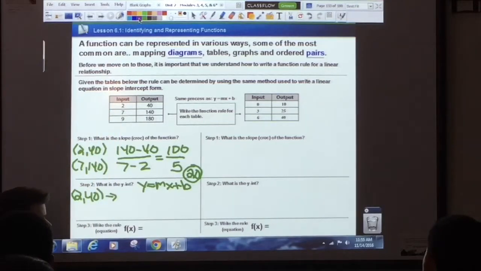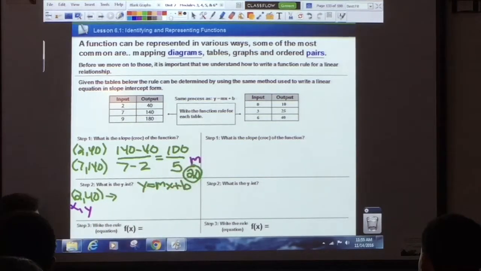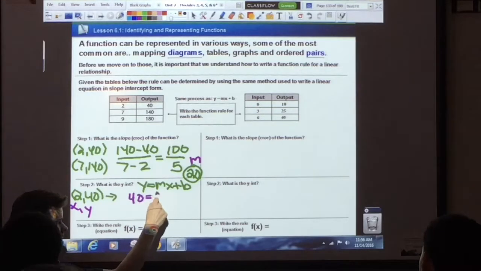Y equals... Well, which one of these is the y? The 2, the 40, or the 20? Remember, x, comma, y, and that's my m. So substitute in. Tell me, what am I writing into this equation to solve for b? 2. No, which one of these is the y value? Oh, 40. 40 is equal to 20.